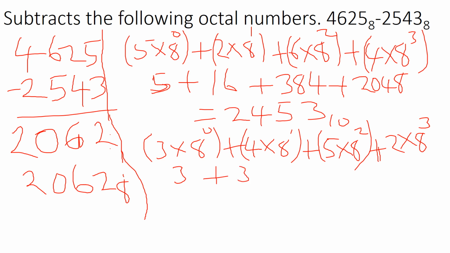This one gives us a 32. Then plus 5 multiplied by 64. This one gives us a 320. And then plus the last one, which is 8 raised to power 3, which is 512, multiplied by 2. This one will give us 1024. So if we add 3 plus 32 plus 320 plus 1024, we get 1379.